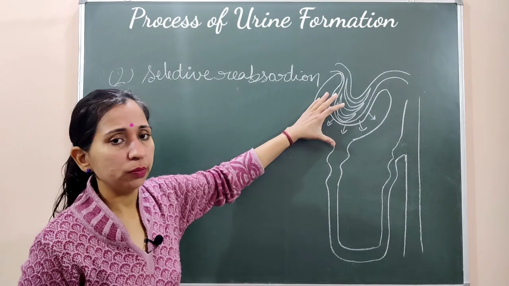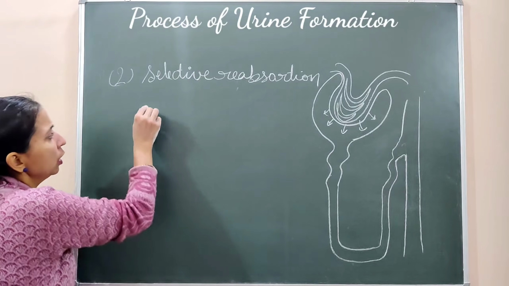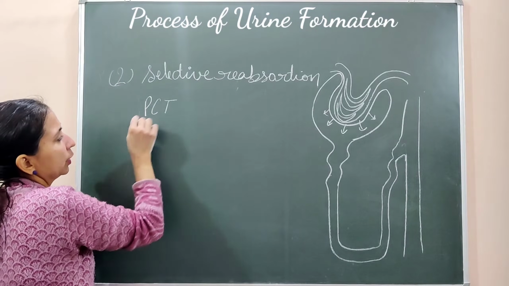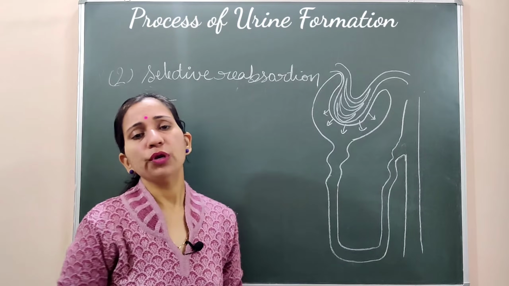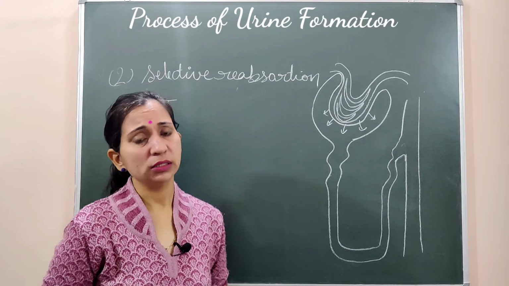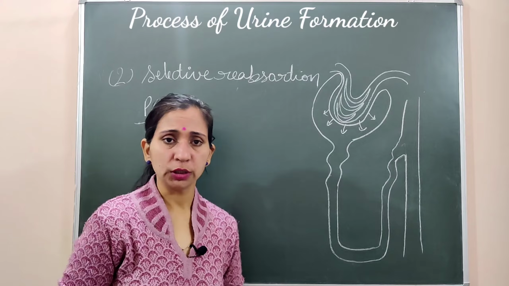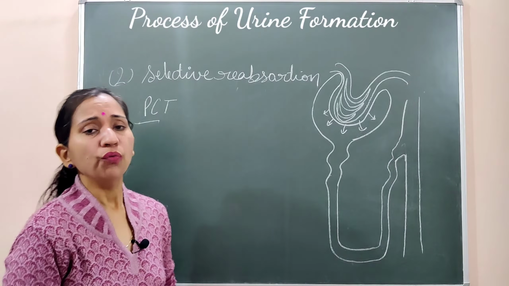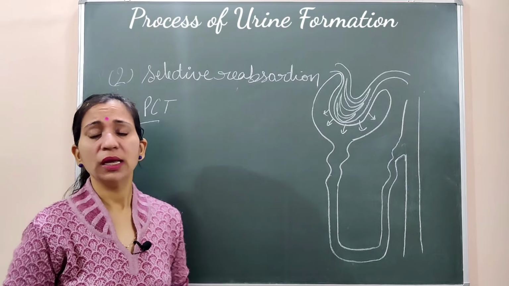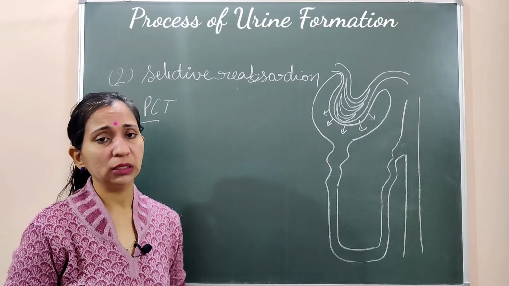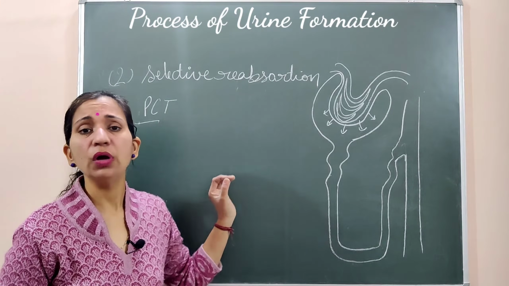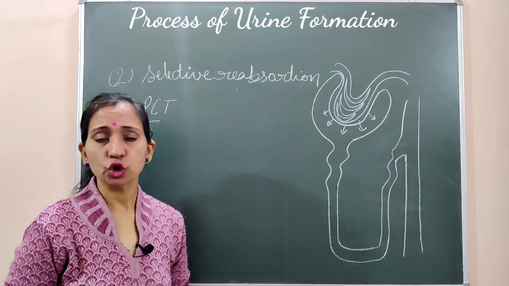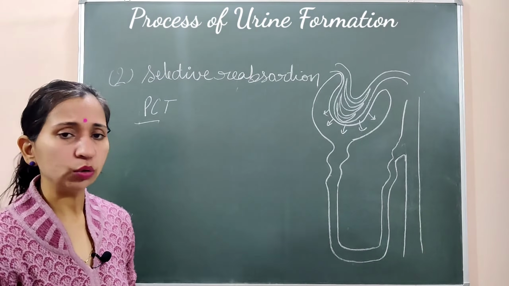After ultrafiltration, the filtrate that has formed comes first into which region? It comes into the PCT region, that is the proximal convoluted tubule. And we know that the proximal convoluted tubule has specialized cells which help in reabsorption. The reabsorption here happens because of specific cells. Here brush border cuboidal epithelial cells are present, and these cells have a numerous number of mitochondria.